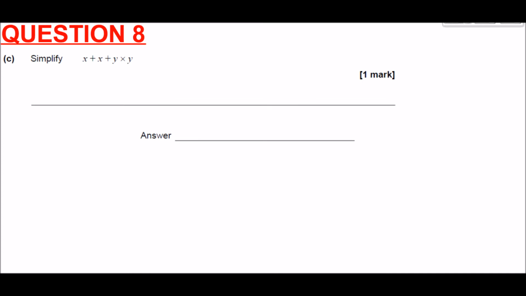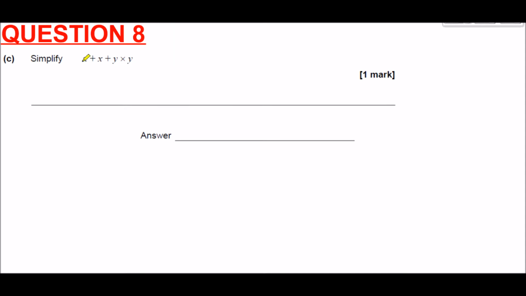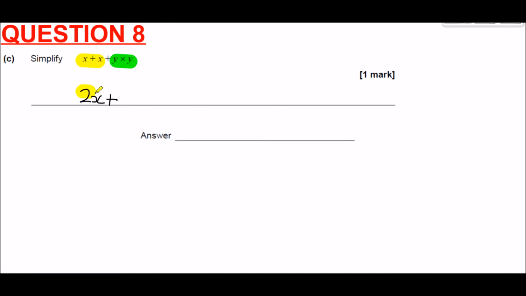Part C, we have to simplify x plus x multiplied by y times y. So what we need to realise here is we've got two different terms. We've got x's, which we're adding together, and we've got y's, which are being multiplied together. X plus an extra x would give us two x's. But y's aren't being added together, y's are being multiplied together, I mean to say.